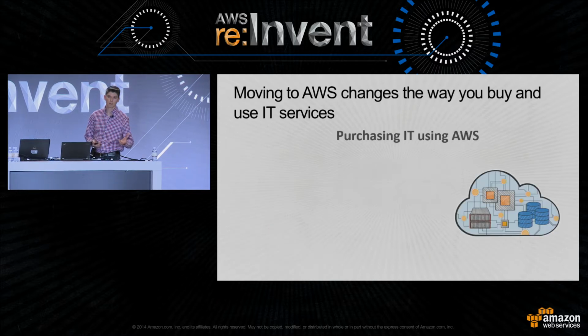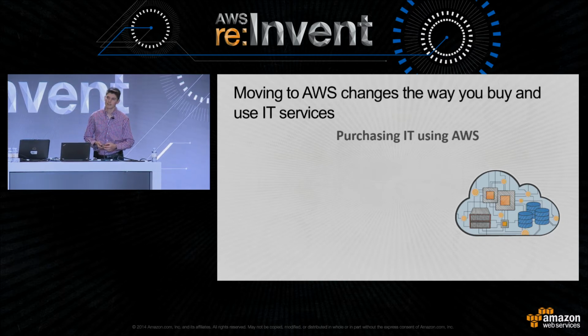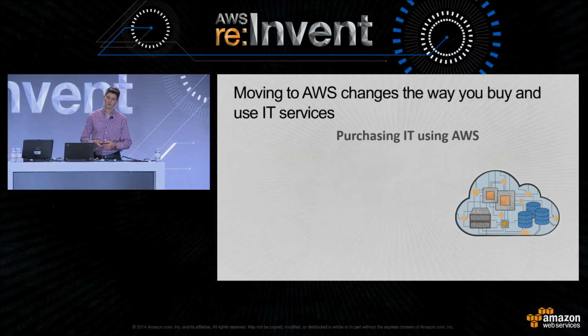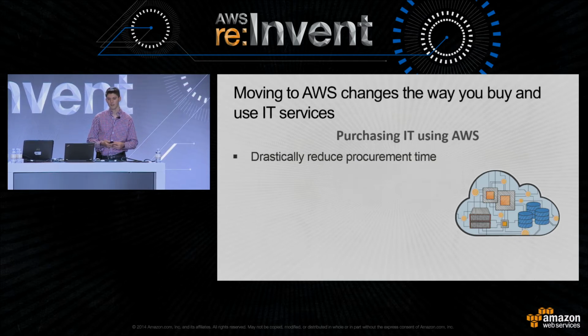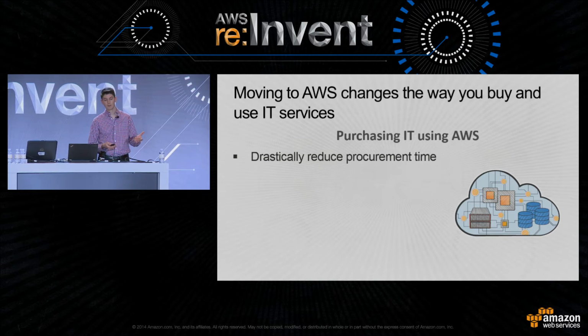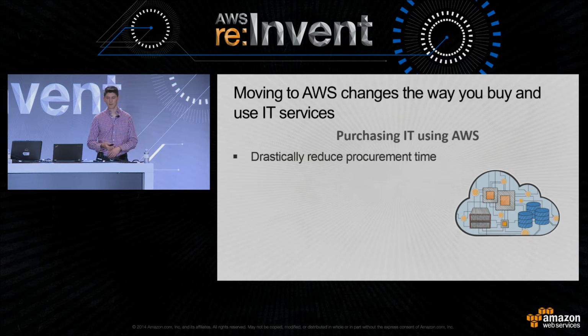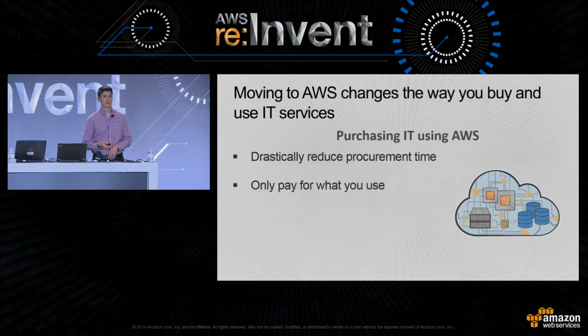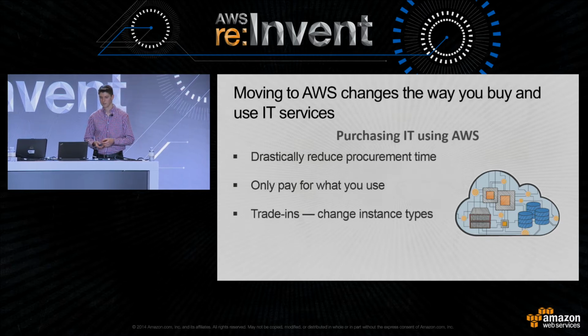So when you bring workloads to AWS, you're making fundamental changes in the way that you buy IT services going forward. So we talked about that procurement process, right? Lengthy process you go through to do spec and provision and deploy. So with AWS, you're deploying in minutes, so we can knock that one off. Secondly, you're only paying for what you use, so a lot less idle capacity. Thirdly, you can trade in your instances.